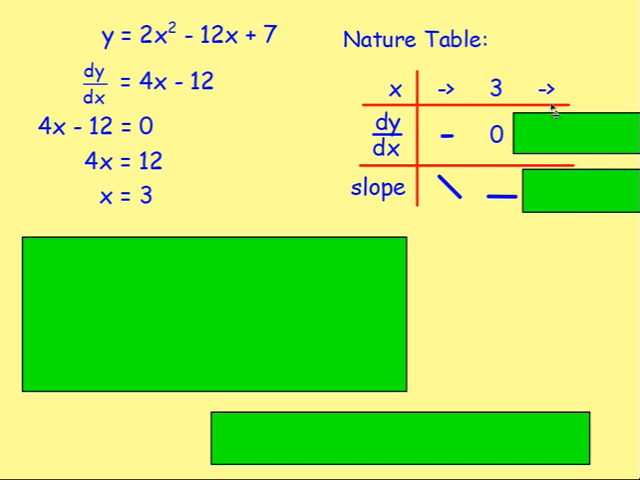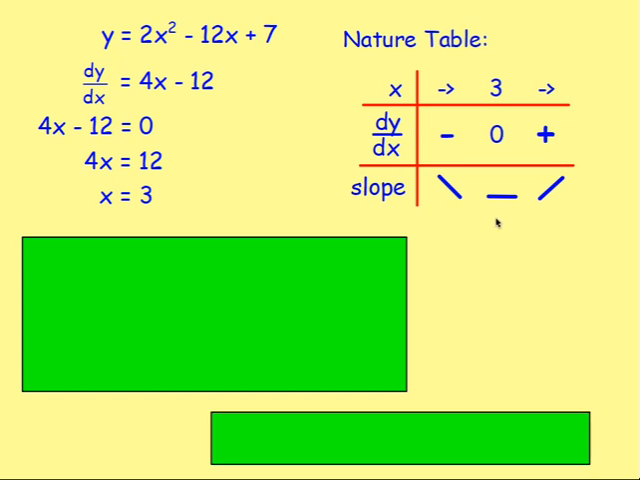After that, pick a point just after 3, go for 4, and sub that into dy by dx. So 4 times 4 is 16, take away 12 gives you 4. Again, you're not interested in the number, it's just is it positive or negative, and that is a positive. Which means then the graph would slope up. So the graph's going up. What that shows you is that just before 3 the graph slopes down, just after it slopes up, which means then that that's going to be a minimum turning point.